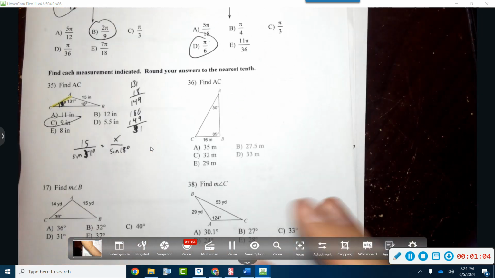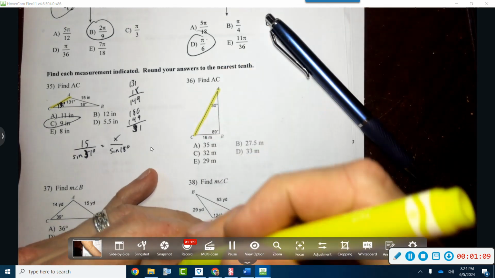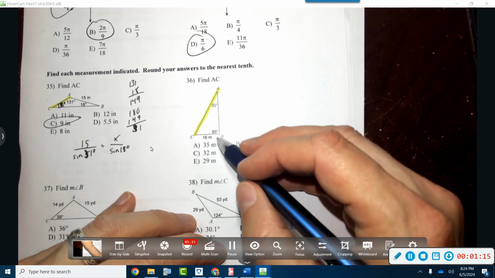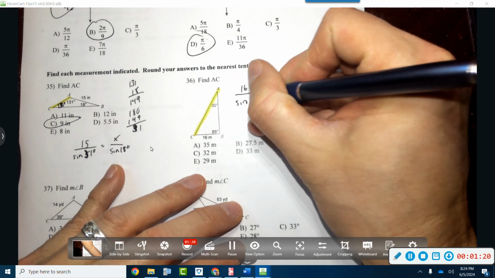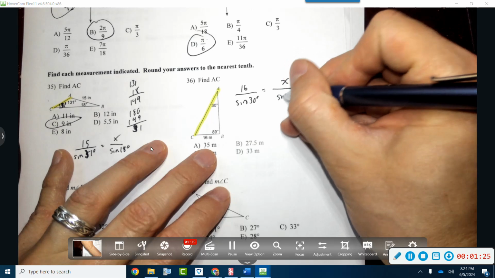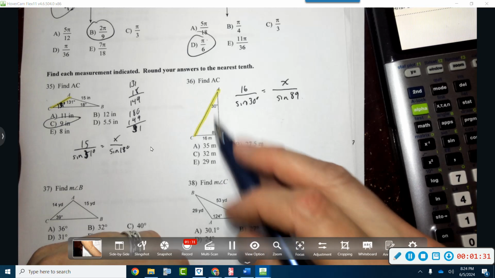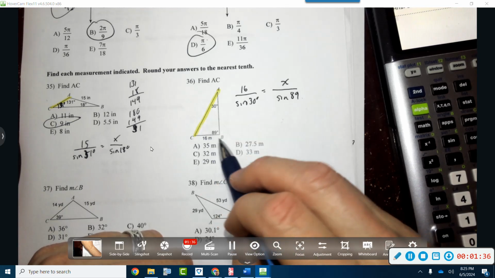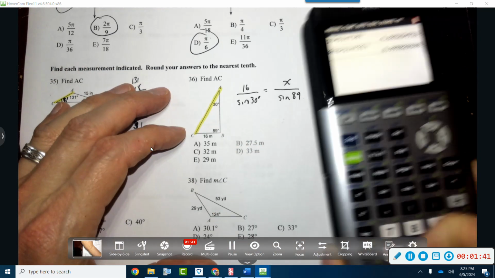All right, finding AC. Let's see, we're shooting for this guy. All right, that's perfect for angle side angle. That is also law of sines because I can set up 16 over the sine of 30 equals the blank side x over the sine of 89. Okay, so we could almost use opposite over hypotenuse because this is so close to a right angle. You could actually almost use sine for this, but that's okay.